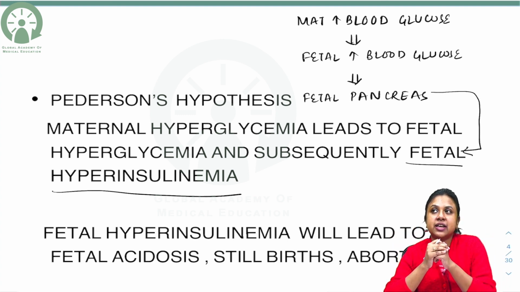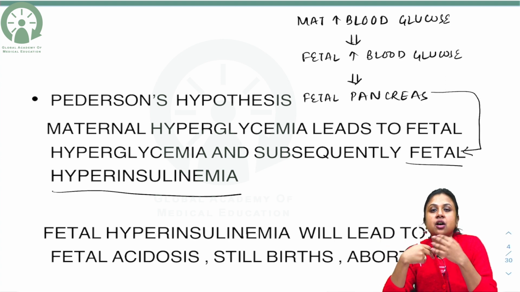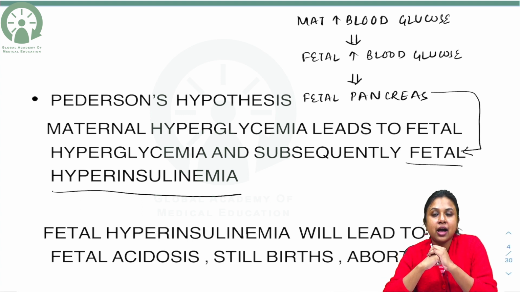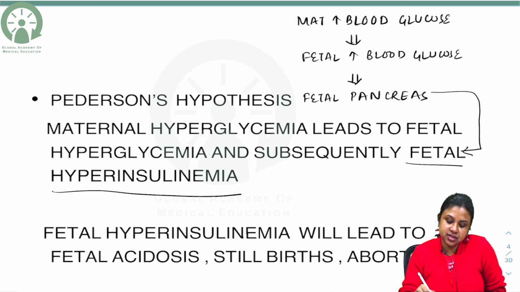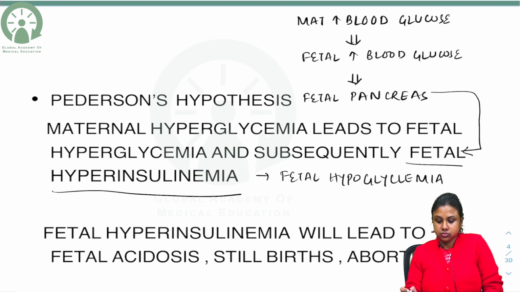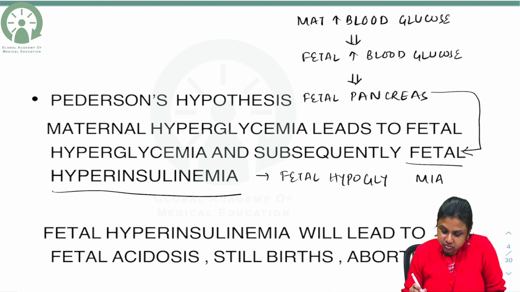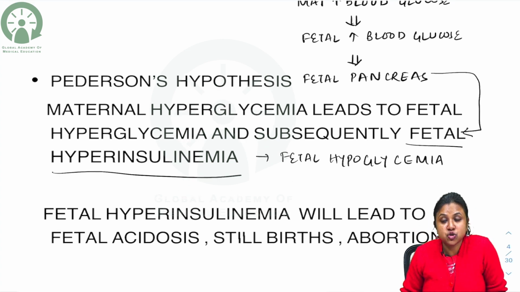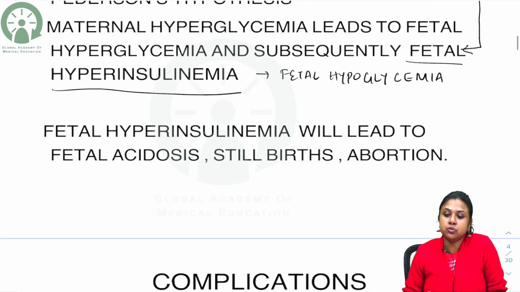So whenever a mother is having more and more blood glucose because of diabetes mellitus, it crosses the placenta and causes fetal hyperglycemia. That in turn stimulates the islets of Langerhans of the fetal pancreas, and that results in fetal hyperinsulinemia, and that results in fetal hypoglycemia. Okay, so fetal hyperinsulinemia can lead to fetal acidosis, stillbirths, and even abortion.